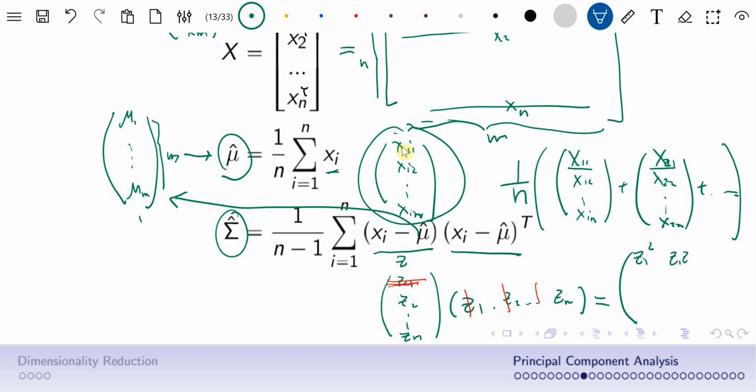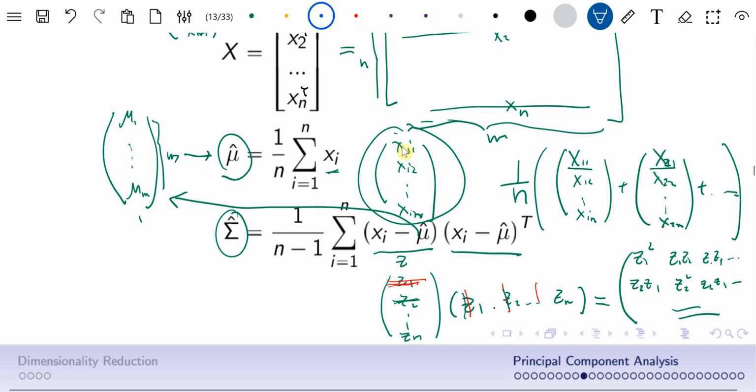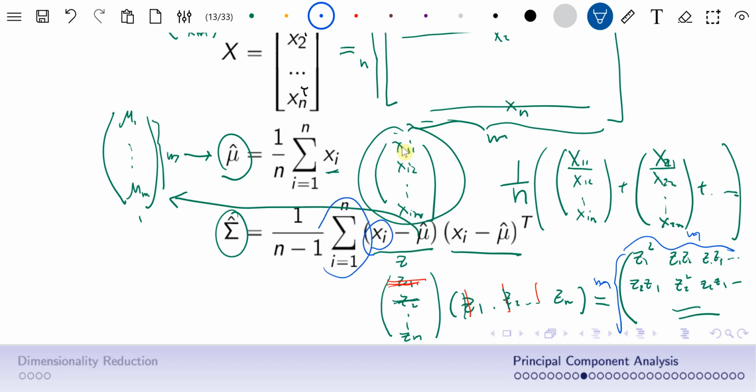The second one is z1 z2, z1 z3, and so on. And the second row is, again, row multiplied by column. So z2 z1, z2 squared, z2 z3, and so on. But at the end, what you have is basically an m by m matrix, and it's for each one of the data points, and you're adding them up.